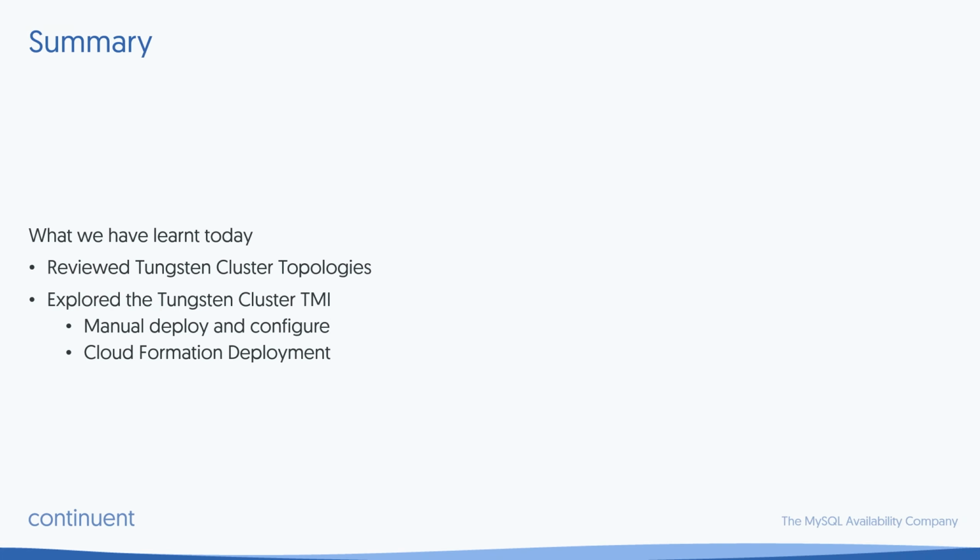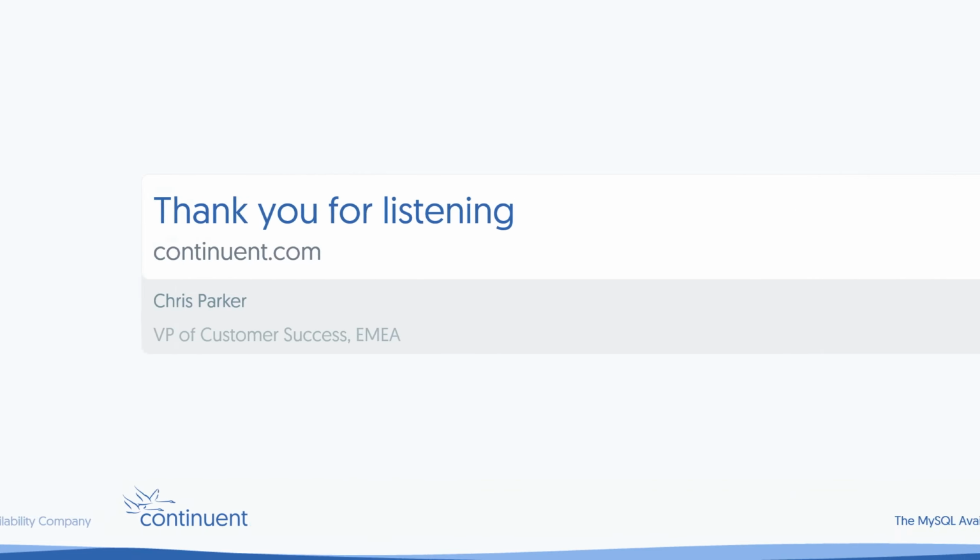And from here, just to summarize, we reviewed the Tungsten Cluster topologies and worked out what a TMI is, looked at the manual deployment, and that's what I demonstrated, the manual deployment, how to configure it, and we talked about a CloudFormation deployment. Very simple, straightforward, and these images are available in AWS today and also in the Google Marketplace.